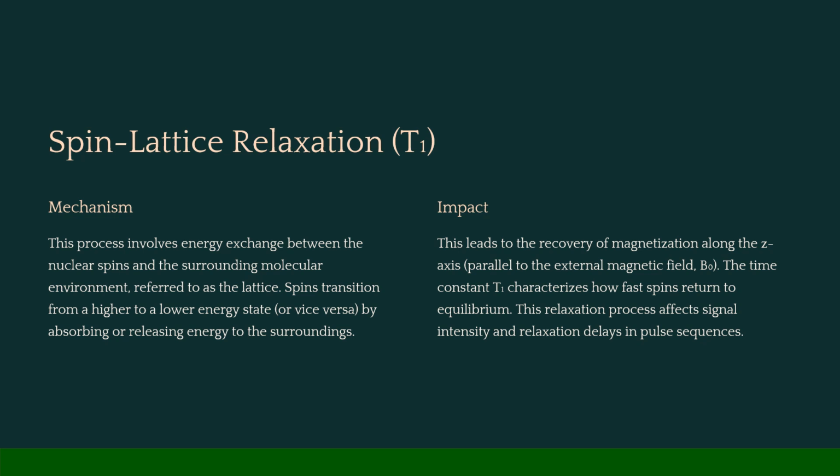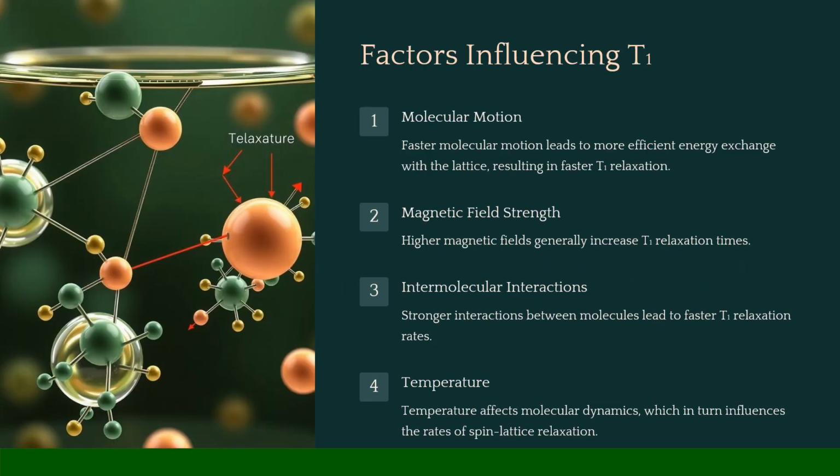The time constant T1 characterizes how quickly spins return to equilibrium, which influences the overall signal intensity and relaxation delays during pulse sequences. The rate at which T1 occurs plays a key role in determining the quality and precision of data obtained in NMR experiments. Now, let's dive deeper into the factors that influence T1 relaxation.